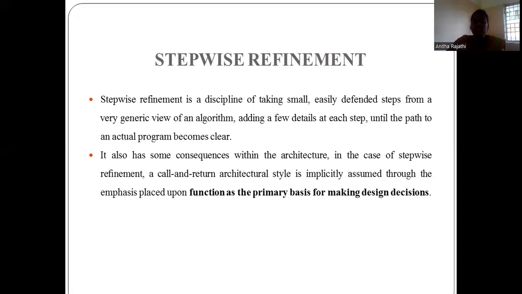Refining means first you give a generalized representation of the system, a working model of the system, and then you refine it. Refining means giving a more detailed view of a particular component. Stepwise refinement is a discipline of taking small and easily defended steps from a very generic view of the algorithm and adding a few details to each step.